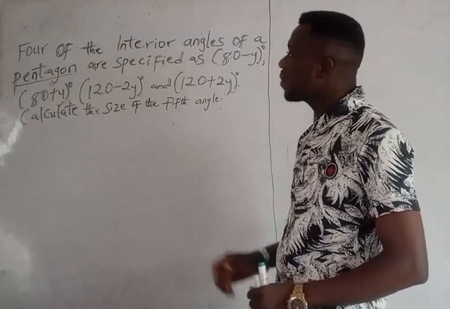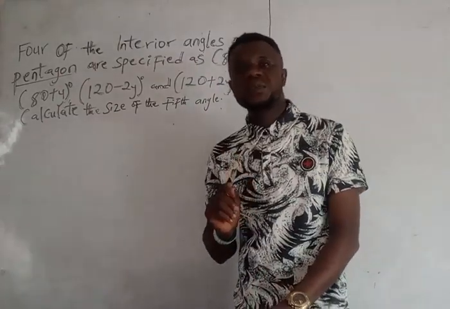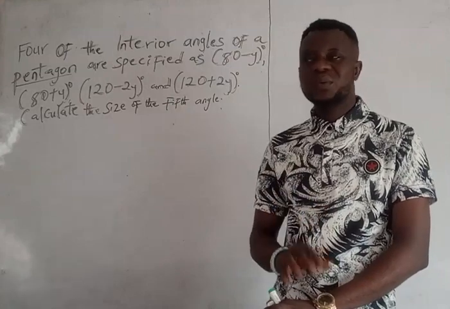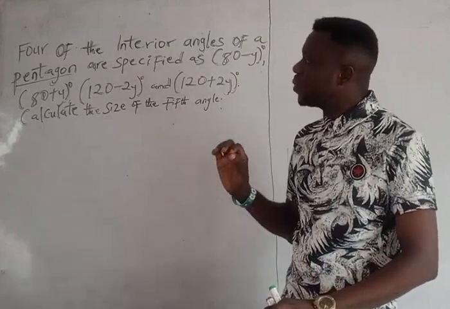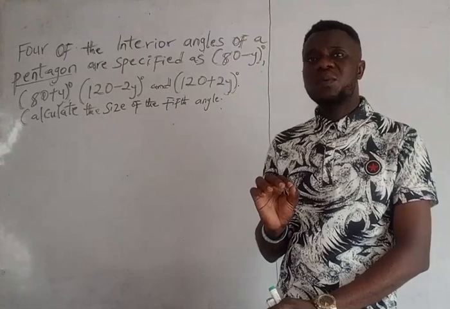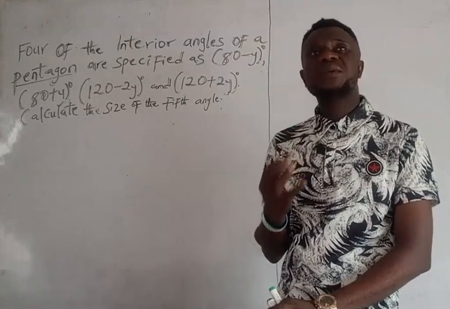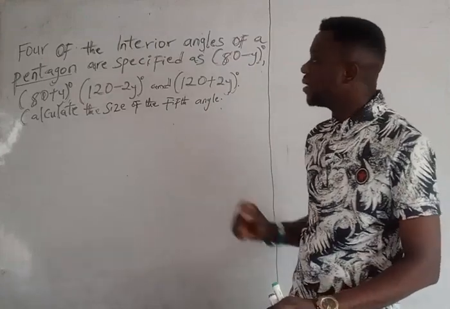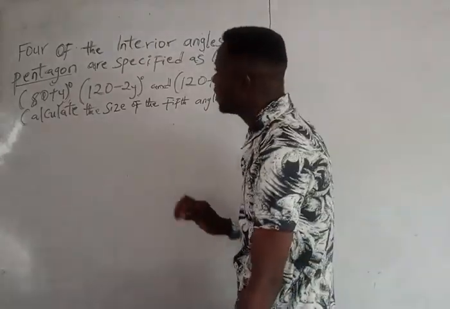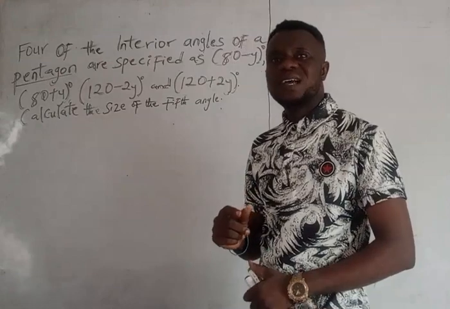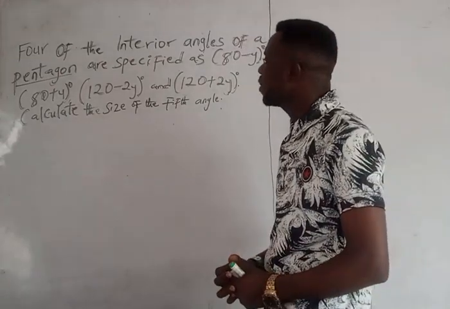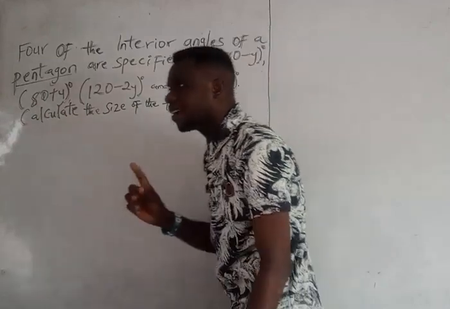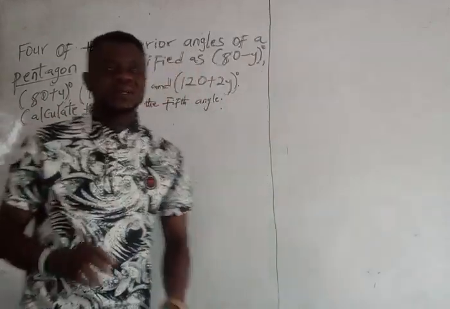That's the question. Now, one thing I want you to know in this question is it's talking about a pentagon, and the topic is under regular polygon. What does pentagon mean? A pentagon is a shape with 5 sides. Only that alone gives us clarity on how to solve the question. So the first thing to do is to make the diagram of a pentagon.